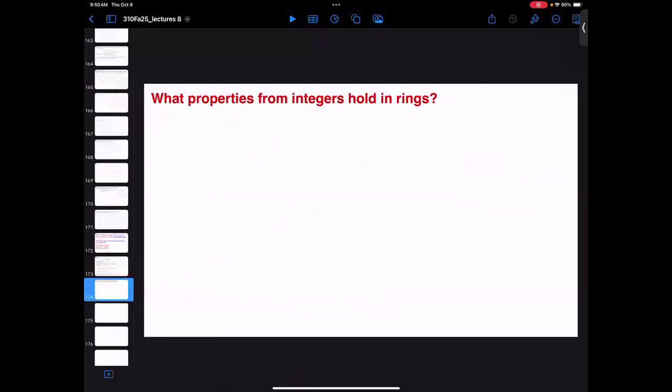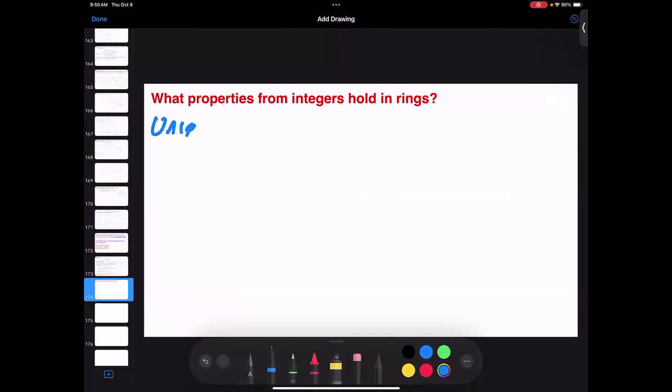One of the biggest questions you want to ask is, what properties from integers, or maybe from the reals, continue to hold as you go up to rings? This is one of the general themes of the course. You start off with something nice, you build intuition from it, and then you try to see, does that hold in larger structures? So one of the most useful properties integers have is unique factorization.